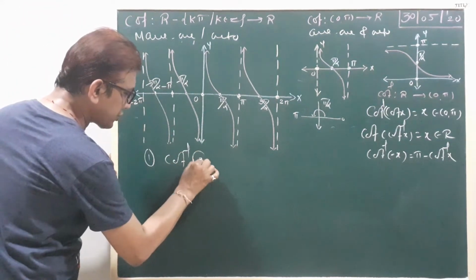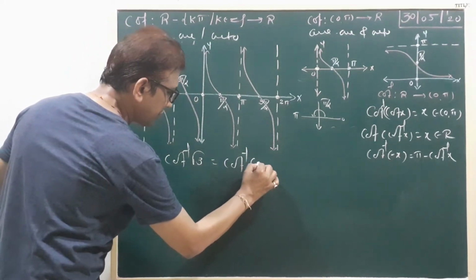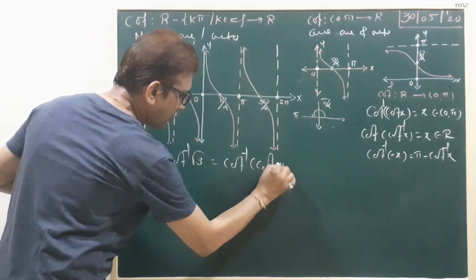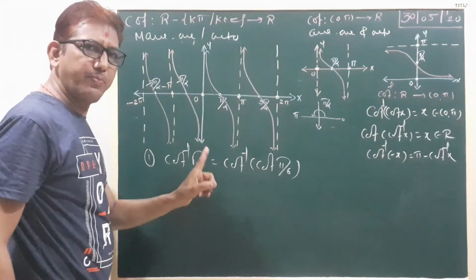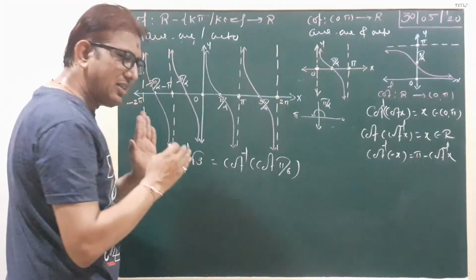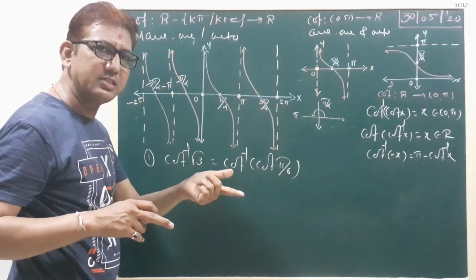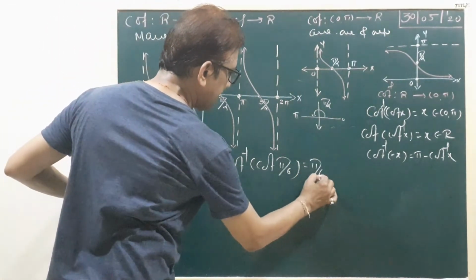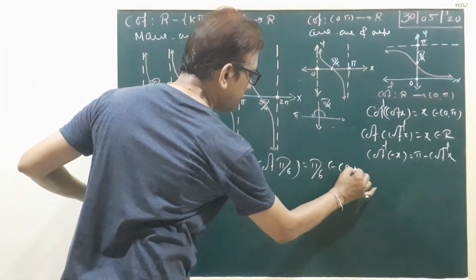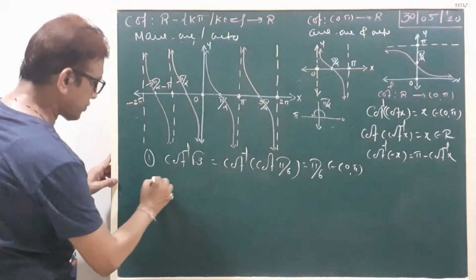First one, cot inverse root 3. The table value of root 3 in cot is cot pi by 6, cot 30, since tan 60 equals root 3 and its complement is cot 30. So cot inverse of cot pi by 6, the answer is pi by 6. Pi by 6 belongs to 0 to pi, the first quadrant. All the positive values are in the first quadrant.